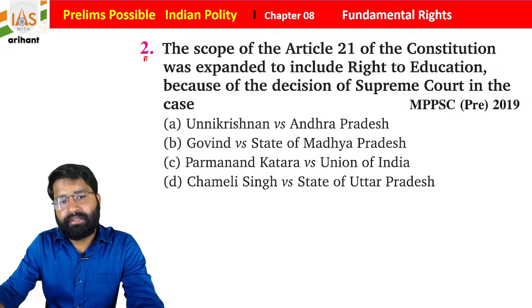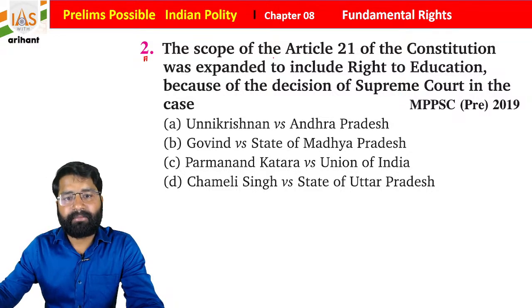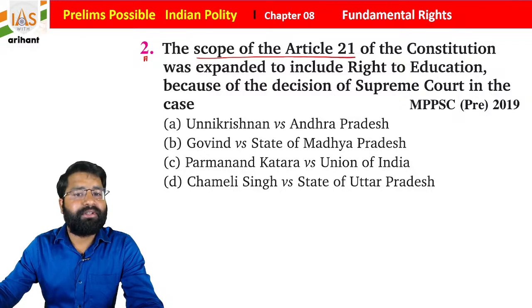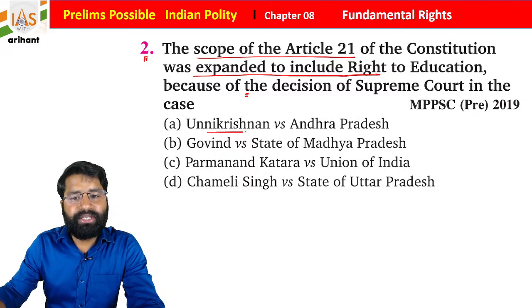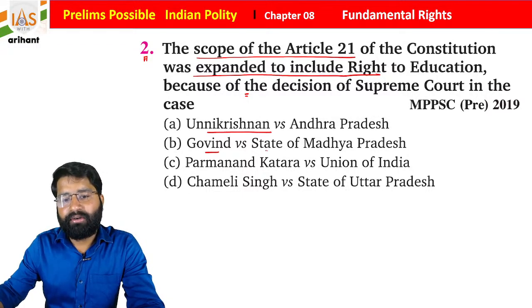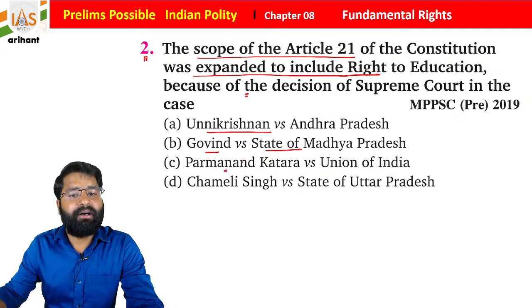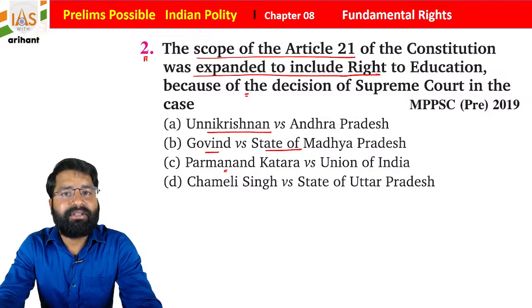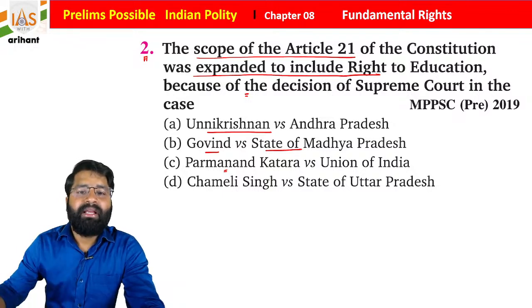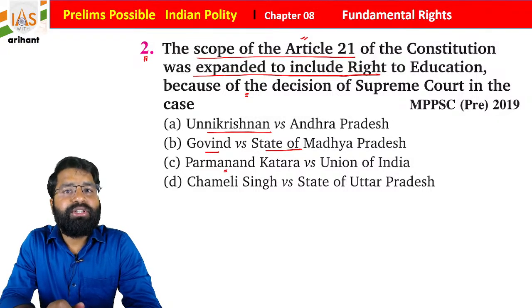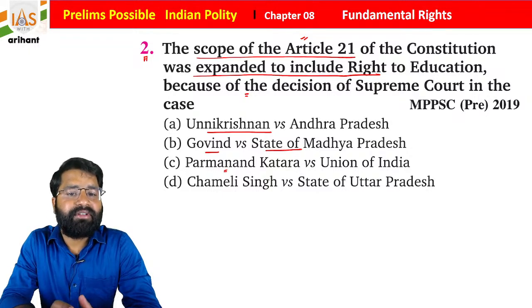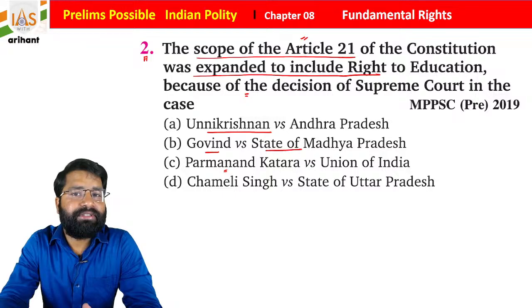Now just see the second question. It was in MPPSC 2019. The scope of Article 21 of the Indian Constitution was expanded to include the right to education because of the decision of the Supreme Court in the case of: Unni Krishnan versus Andhra Pradesh, Govind versus State of Madhya Pradesh, Paramanand Katara versus Union of India, or Chameli Singh versus State of Uttar Pradesh. So the scope of Article 21 was expanded to include the right to education because of the decision of the Supreme Court in Unni Krishnan versus Andhra Pradesh, students.